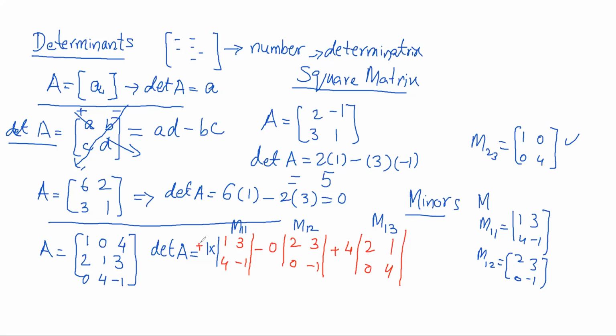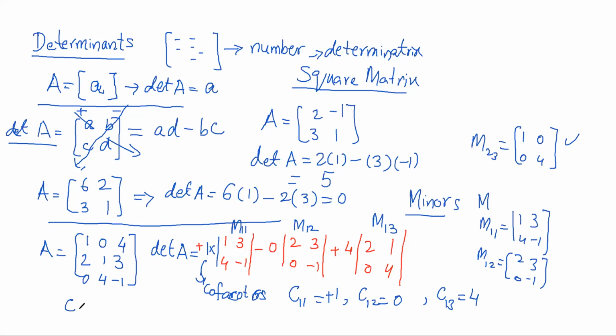So these are the minors, okay? And these factors which are being multiplied over here, these are called the cofactors. So we can call them C11. Likewise, C11 is then +1, C12 is then 0, and C13 is +4. Okay, so that is the cofactor.